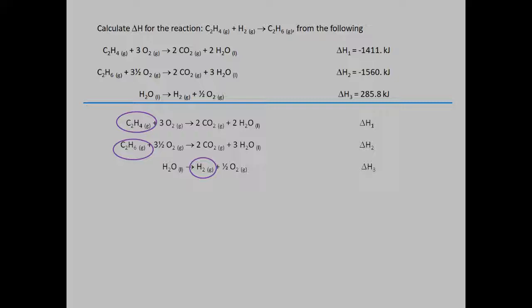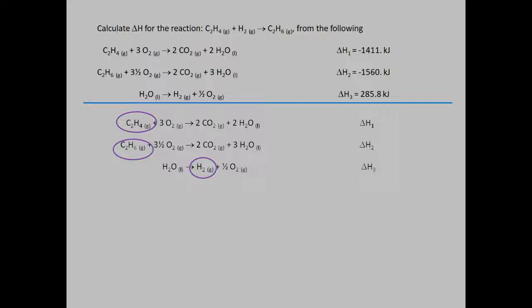I identified ethene in the first reaction and ethane in the second reaction, because they're both in the target equation, and I identified hydrogen in my third reaction. Now I have to look to see if the reactions are written the right way, if I have the right coefficients, and if the compound is on the correct side for my target equation. In the first reaction, ethene, C2H4, is in the reactants, and in the target equation it's in the reactants as well. So I can use the reaction as is.